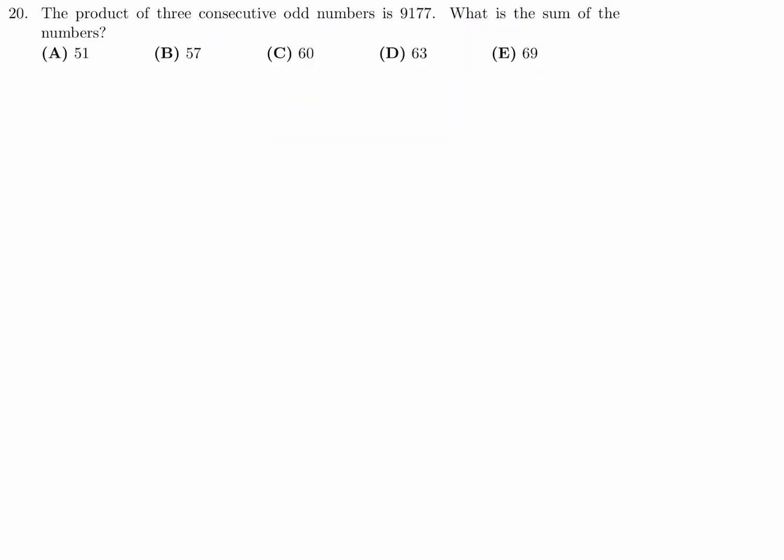The product of 3 consecutive odd numbers is 9177. What is the sum of the numbers? The first thing we need to do is break this up into its prime factors. You're allowed to use a calculator on the Canadian exam, so get it out. And when you do, you'll find it equals 3 times 7 times 19 times 23.